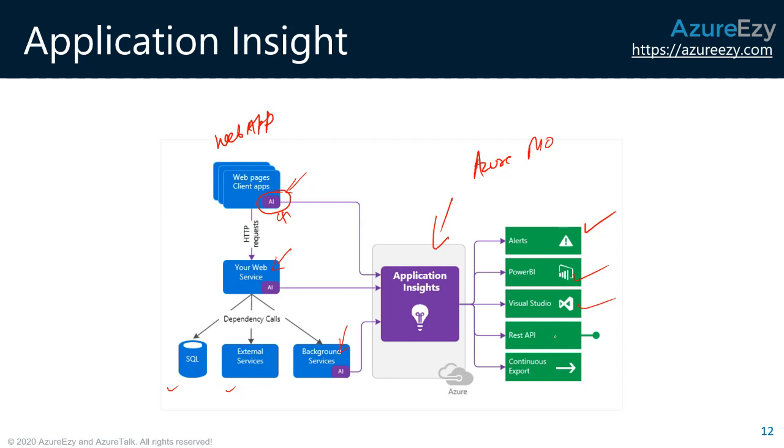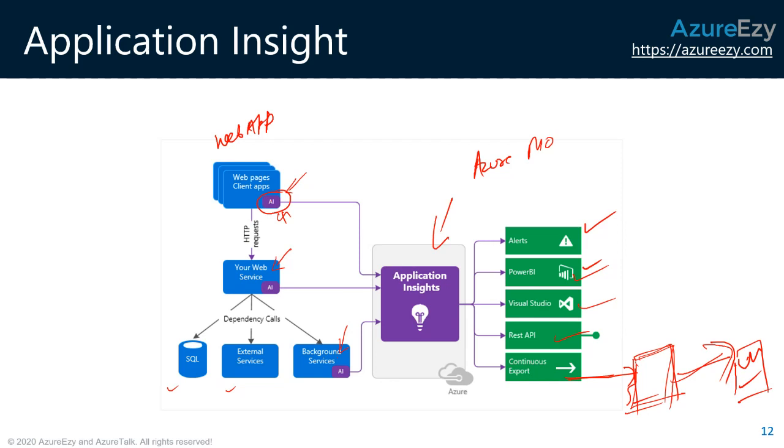You can even take action on the REST API, or you can continuously export the logs from Application Insights and put them somewhere else, from where you can take some other action. Maybe you can put it on a third party system where you may not want Power BI to visualize it. You may want a third party system to visualize. So you may want to continuously export it into a system from where you can analyze it further. So these kinds of things you can do with Application Insights.